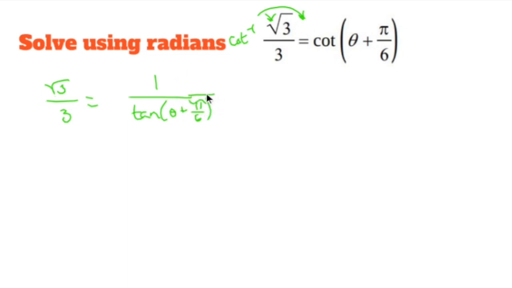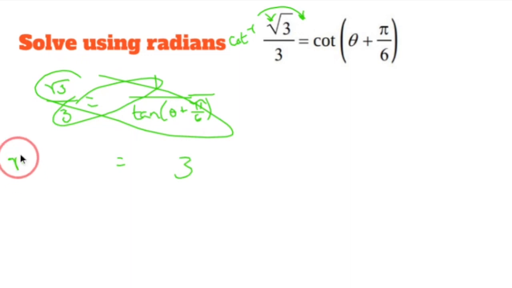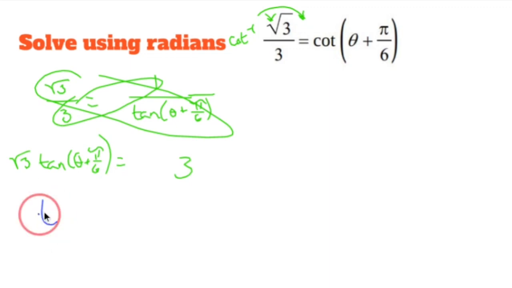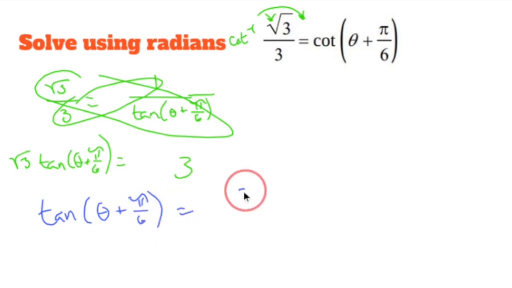Oh, I didn't know I could do that. Now what I have here is a proportion, crisscross applesauce. 3 times 1 is 3, so I'll put that 3 over here. Root 3 times tangent of stuff is going to be root 3 tangent of stuff. Divide both sides by root 3, and now I have tangent of theta plus pi over 6 equals, leave myself some space, you'll see why in a second, 3 over root 3.